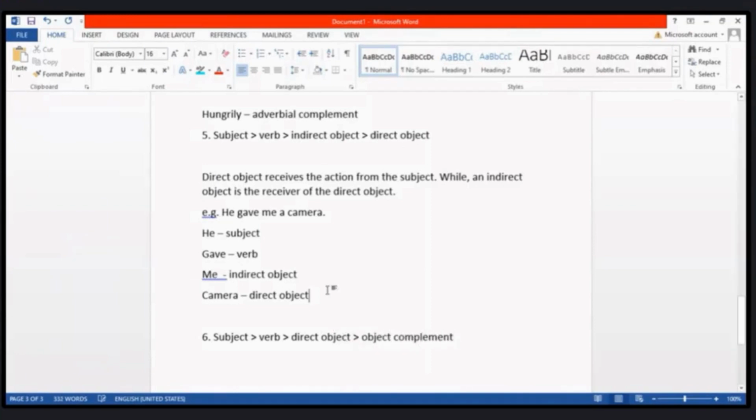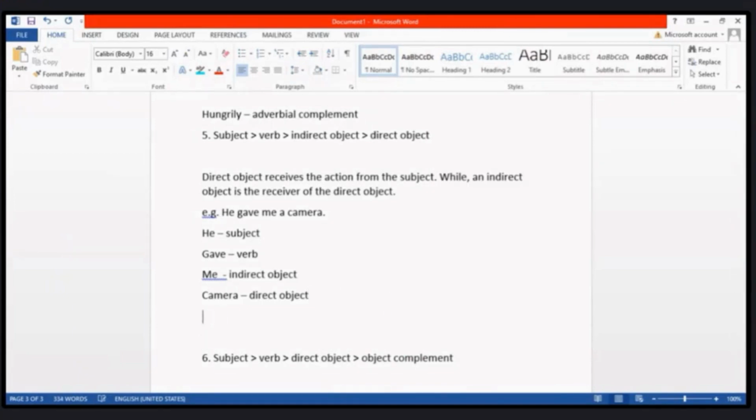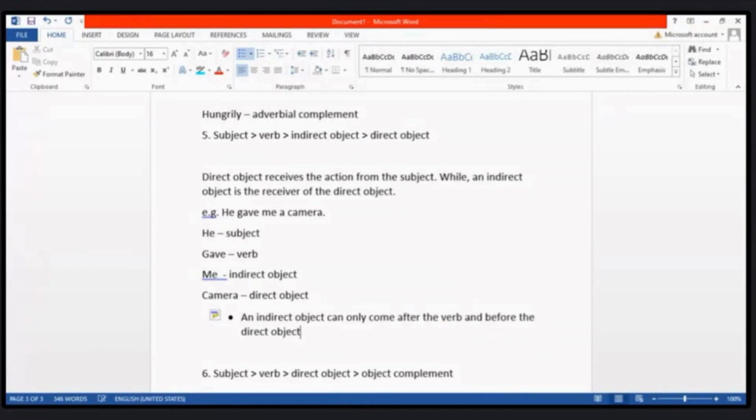One other thing that I want to add is about the indirect object. You can see a star mark, something just to know, it's quite important. An indirect object can only come after the verb and before the direct object. So this is the only place. It can never come in another position.